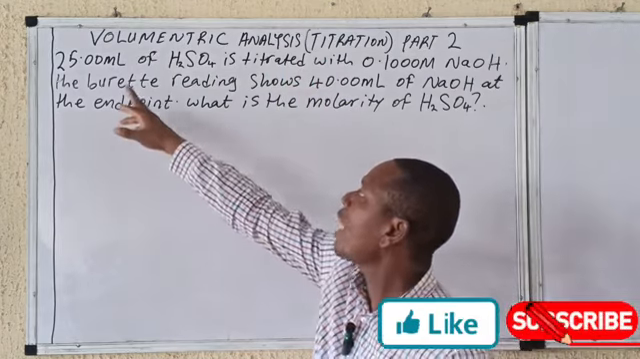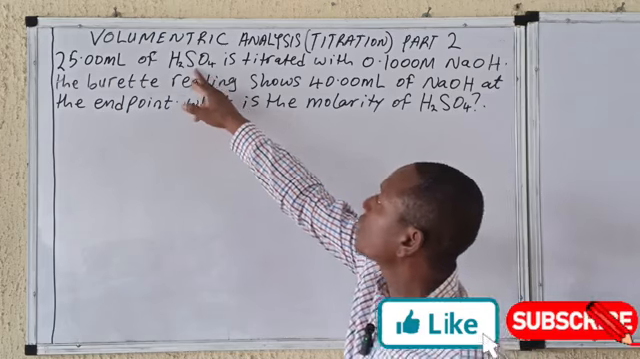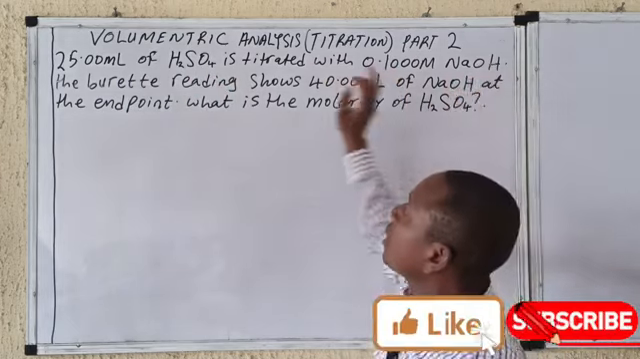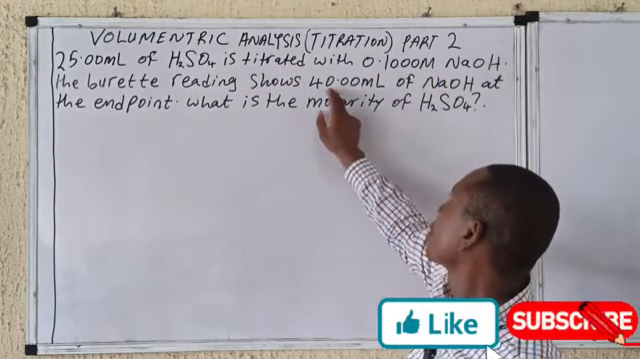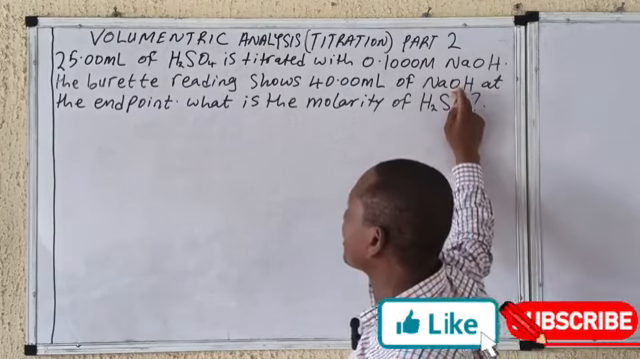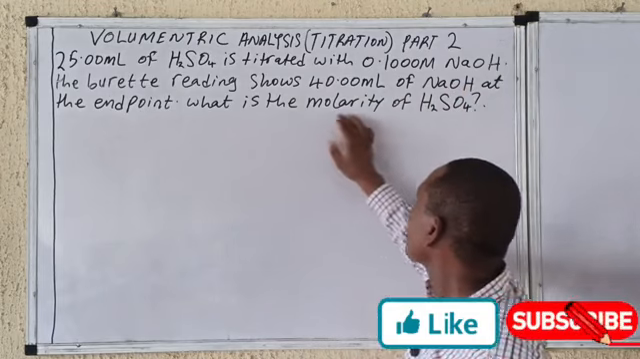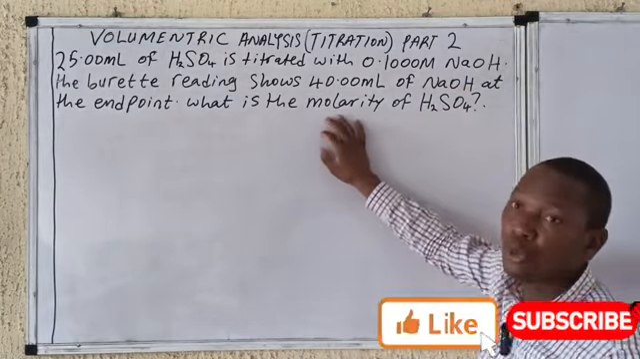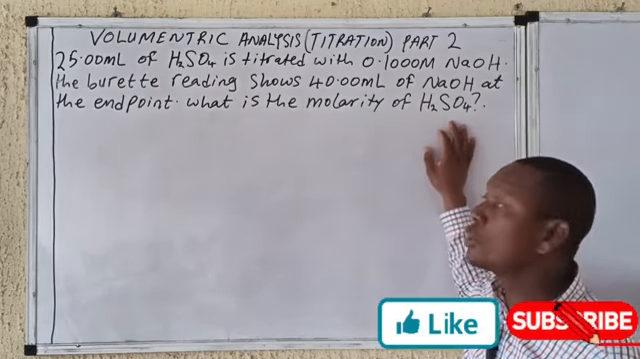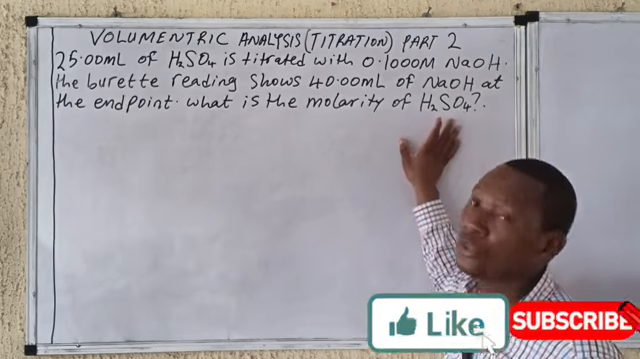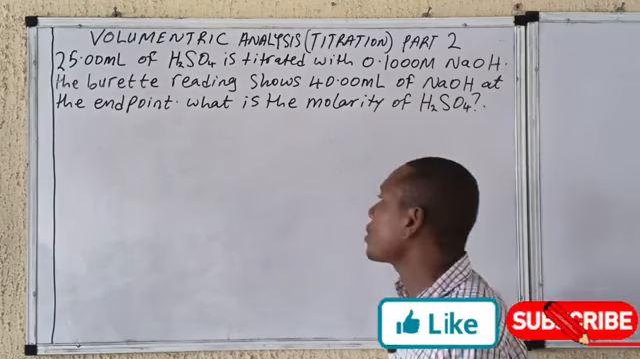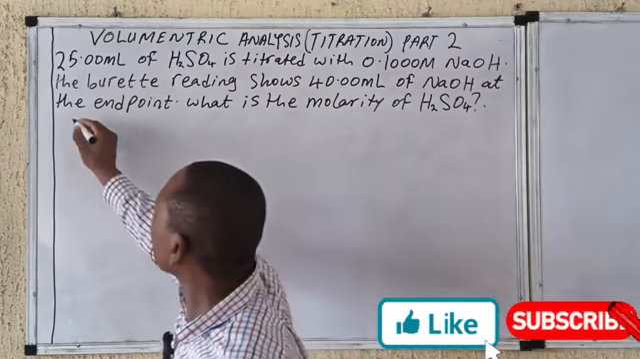Now, 25 milliliters of tetraoxosulphate VI acid is titrated with 0.1 mole of sodium hydroxide. The burette reading is 40 milliliters of sodium hydroxide at the end point. What is the molarity? This is the molar concentration of the acid, the concentration in mole per dm cubed. What is the concentration in mole per dm cubed, or the molar concentration of what? The acid. Now just write your normal formula for titration.